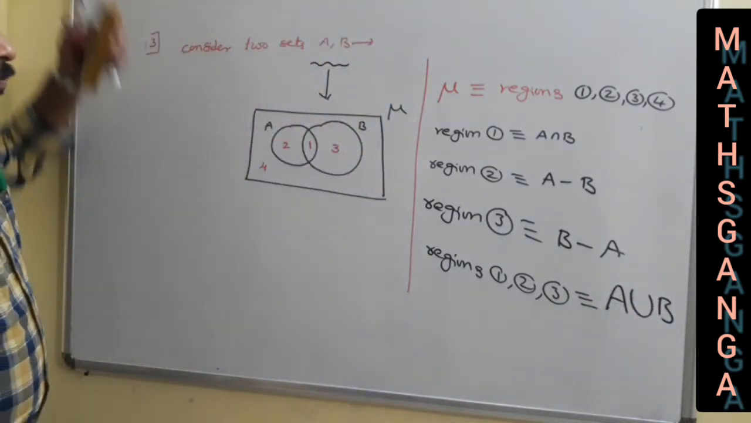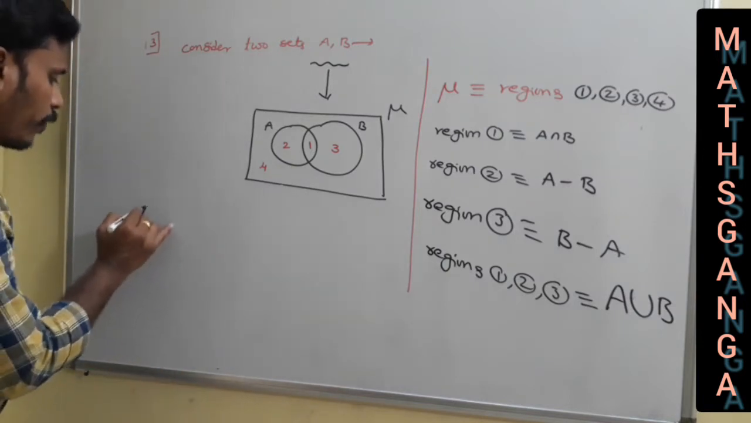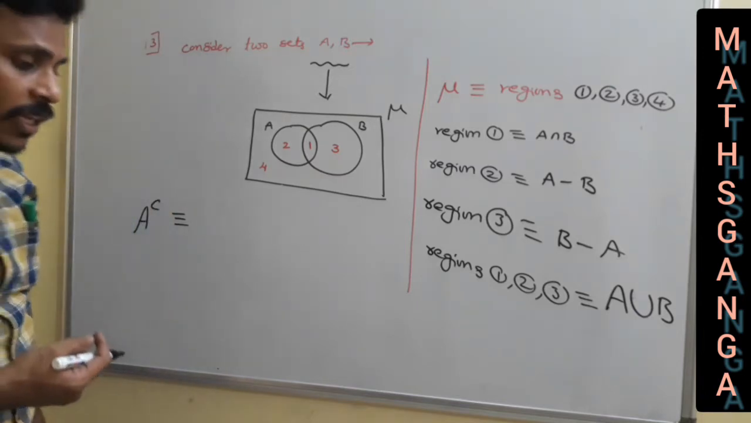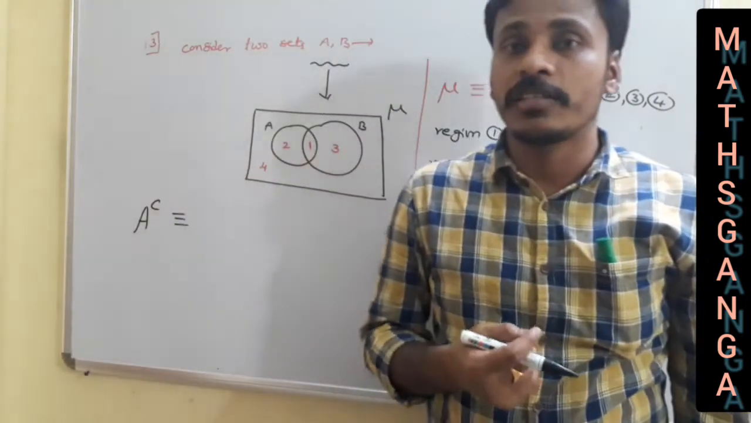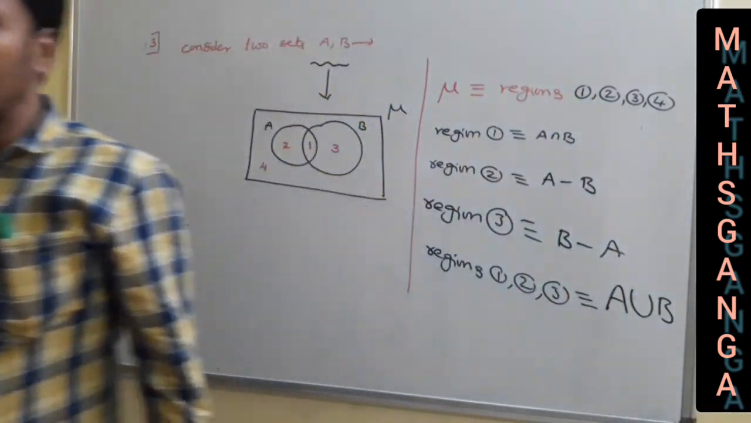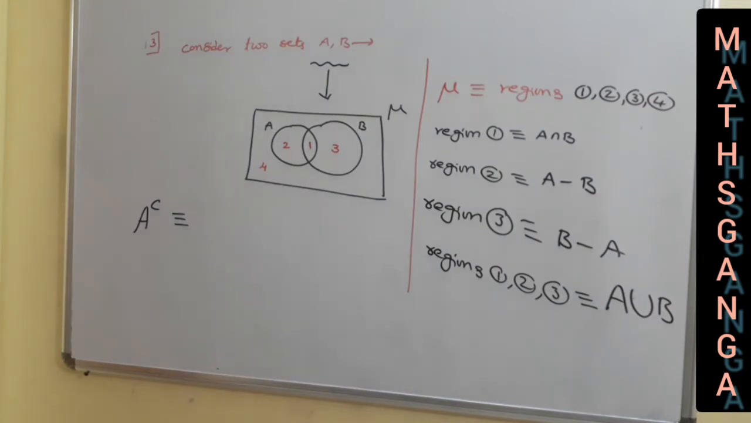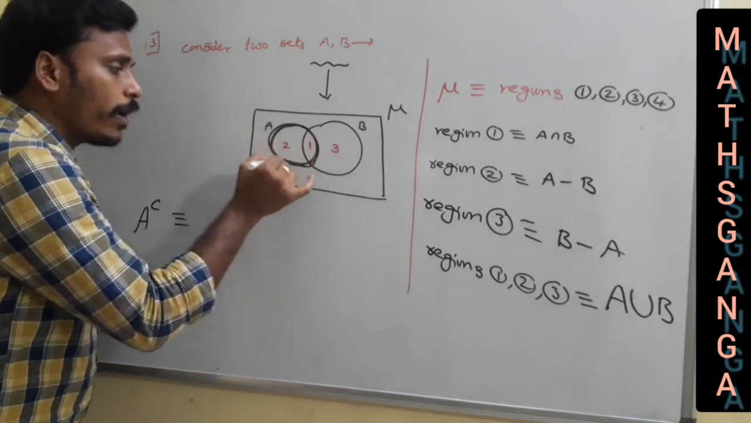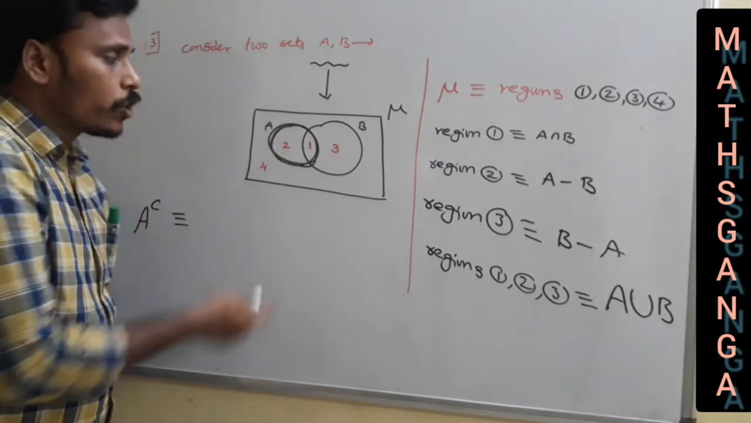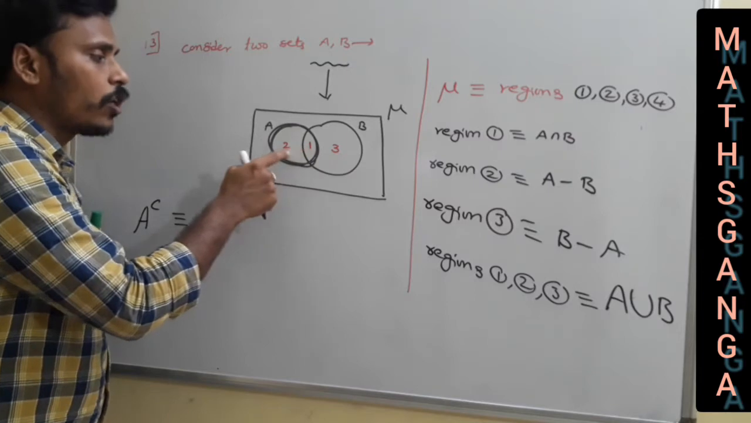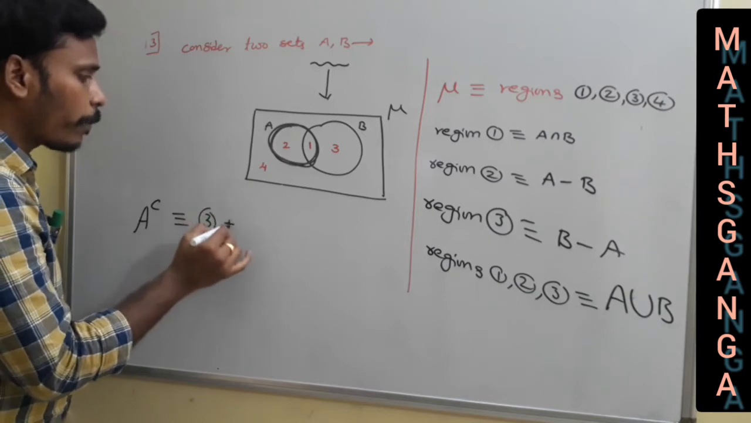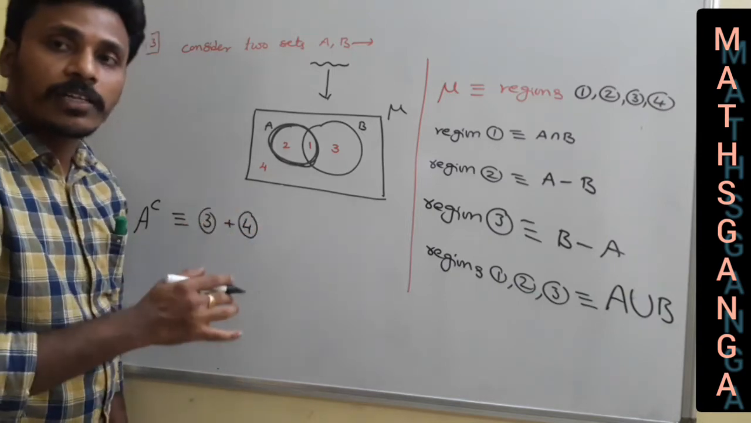Is it clear? For suppose if I wish to indicate A complement, which regions will come under A complement? I am thinking about the regions, I am marking the regions, not the elements. Here you need to note that 1, 2, 3 and 4 are not the elements. They are just regions. A is this particular set and A complement is the region outside of A. In A there are two regions, 1 and 2, and outside of A there are two regions, 3 and 4. So region 3 plus region 4 is represented by A complement.